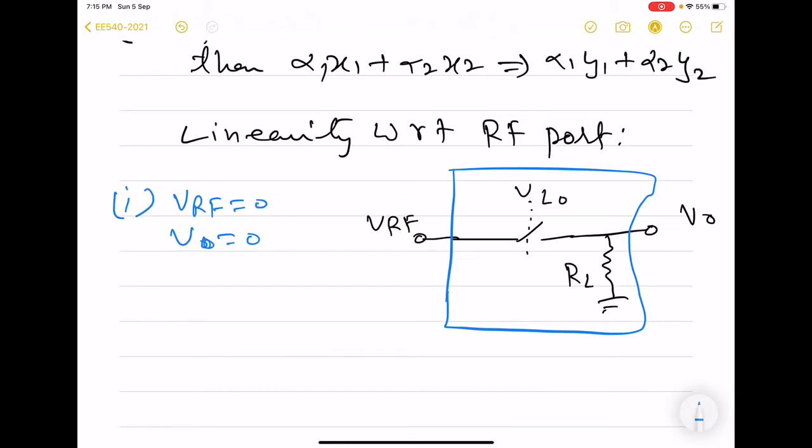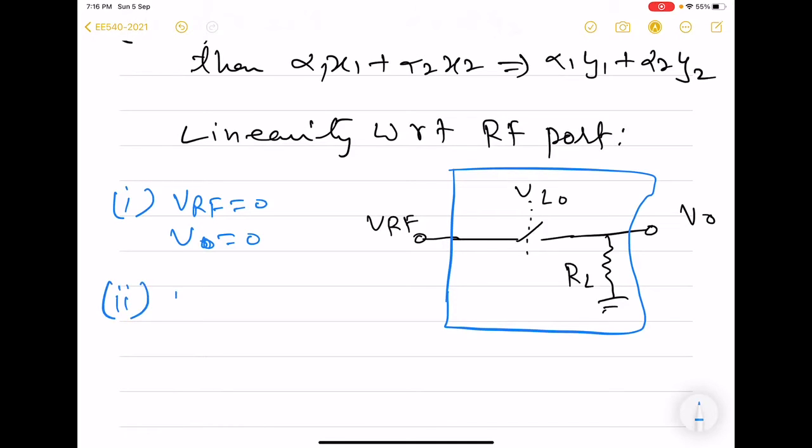When VRF is 0, output is obviously going to be 0 for all the time, because output was anyway 0 for VLO low. That time the switch used to open and output used to be equal to 0. But when the switch was closed, that time it was equal to input, which is RF. So here RF is 0, so output is going to be 0.